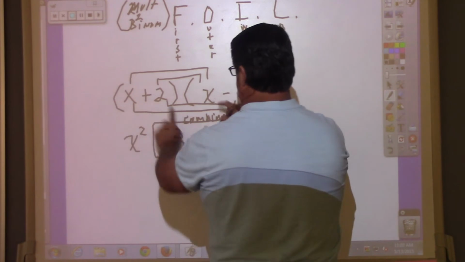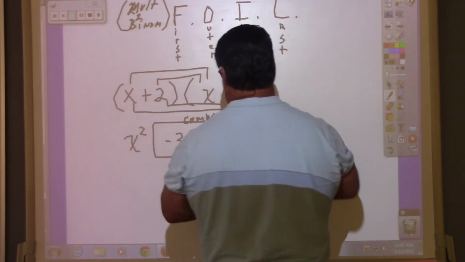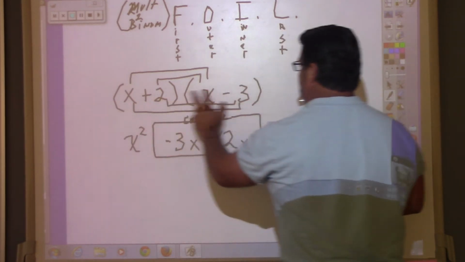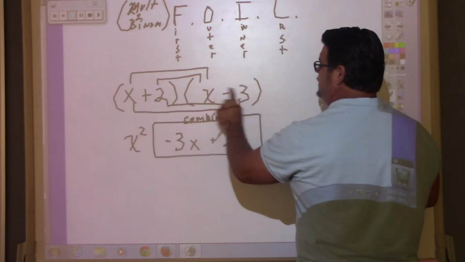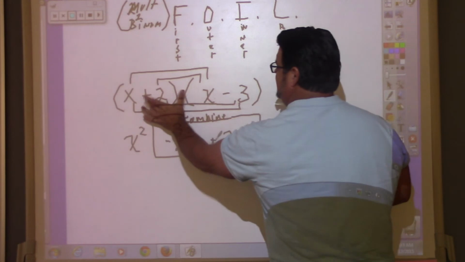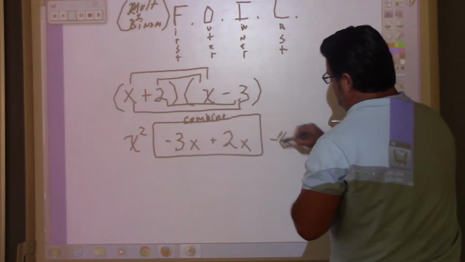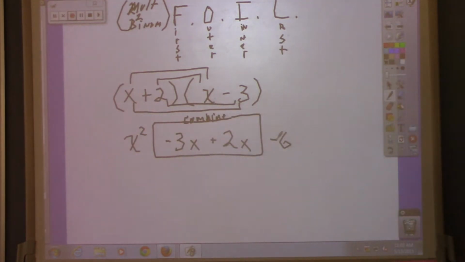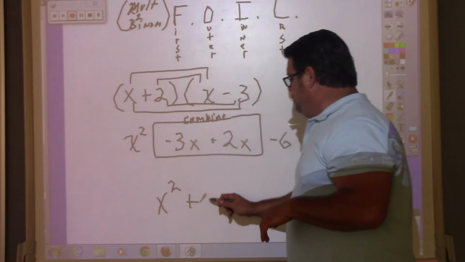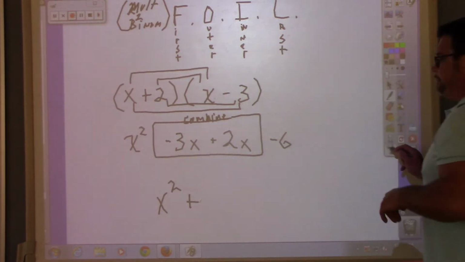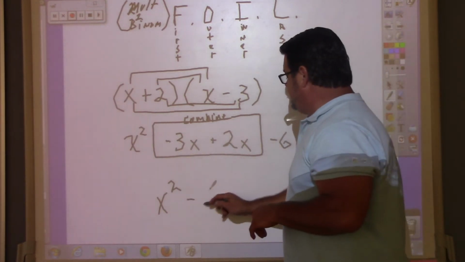And we've got outside is a negative 3x. And inside is a positive. And how do you get this 6 right here? What did we do? We multiplied these two numbers, and that's a positive and a negative, which makes a negative. Now remember that when we go over the reverse FOIL. And your final answer is x squared plus, minus x minus 6.